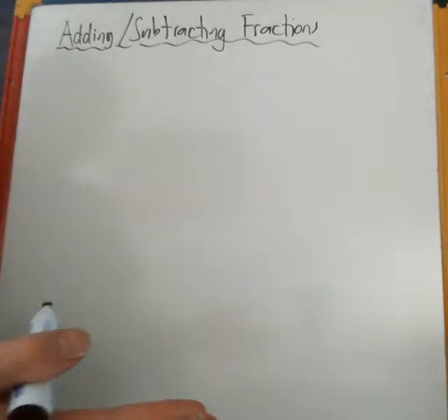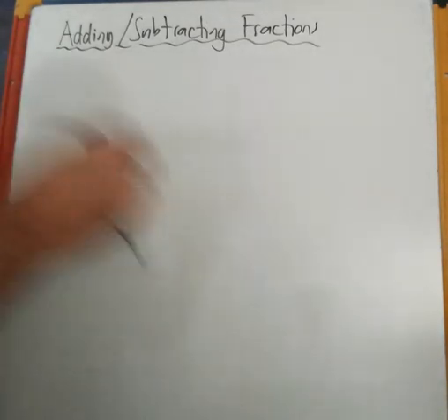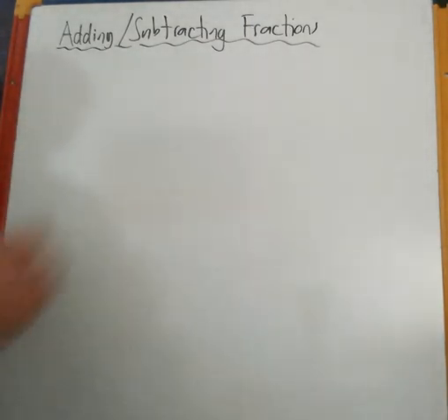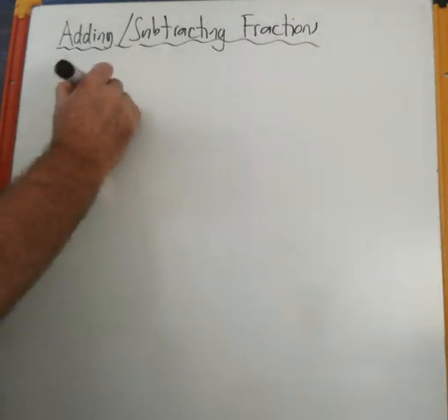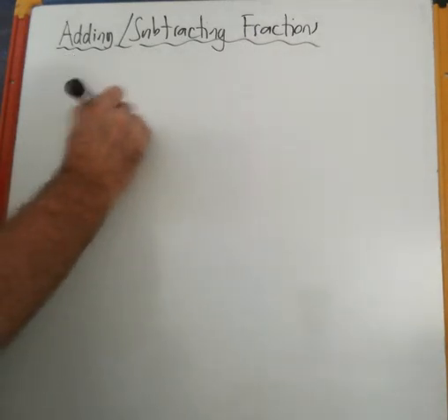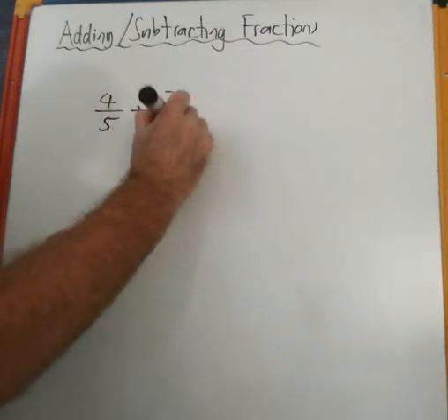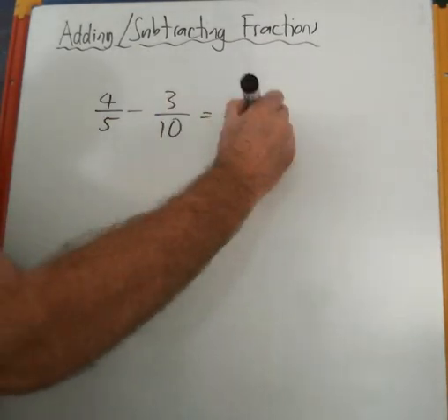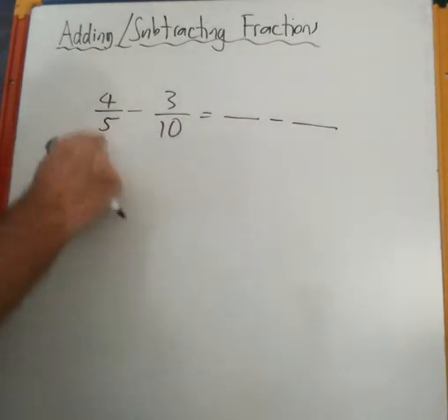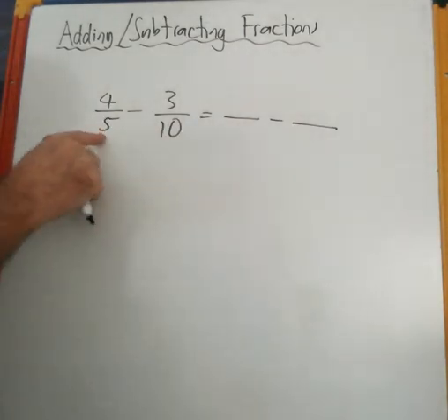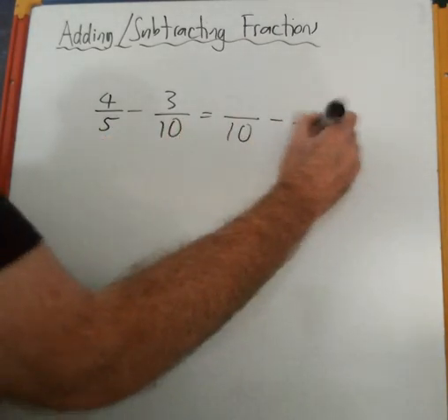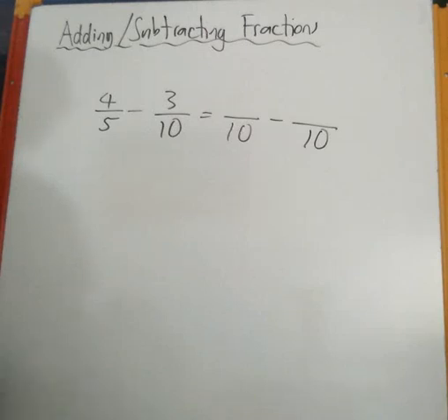The same is true when subtracting. We do exactly the same thing. The only difference is instead of adding the top two numbers, we subtract the top two numbers. So if we had 4/5, subtract 3/10. Again, the denominators are different, but does the smaller one go into the bigger one? Yeah, it does, so that's fine. We can use the bigger one for a common denominator.